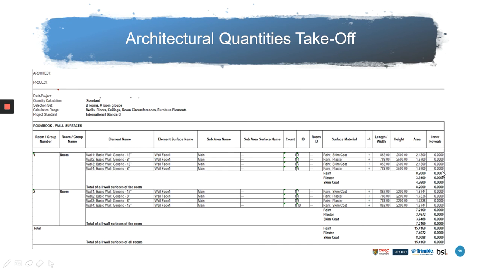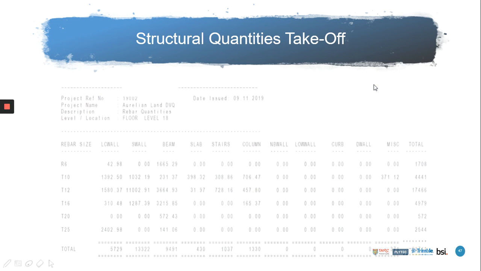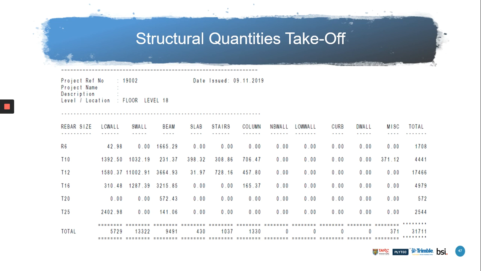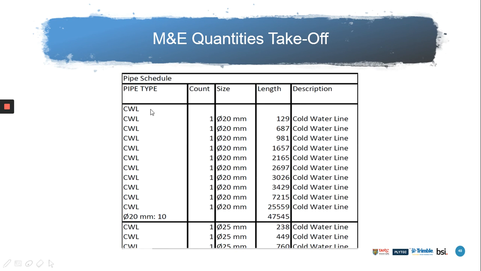So with this BIM modeling tool, you'll be able to do the architectural quantity takeoff. You have the skim coat, the plaster, what's the area that you need to cover. For structural analysis and quantities takeoff, how many walls you have in total, how many bars, in this case this is the rebar size, how much in total in kg you are required to have for this area. For the M&E, this is the pipe schedule: how much pipe, how long the pipe needs to be, at what size.